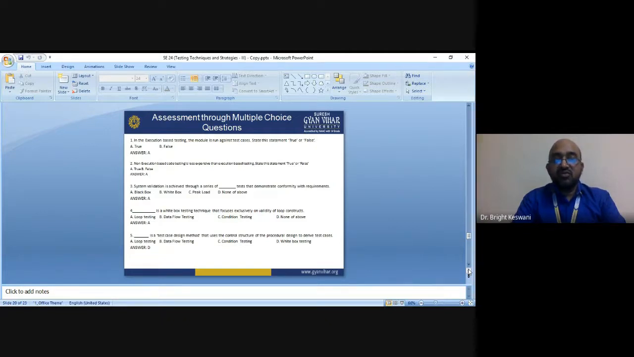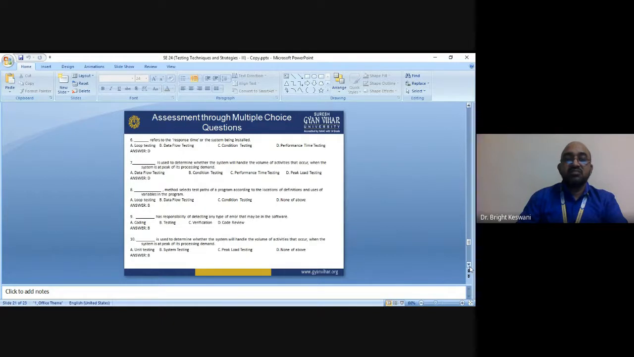The fifth question: dash is a test case design method that uses the control structure of the procedural design to derive test cases. First is loop testing, second is data flow testing, third is condition testing, or fourth is white box testing. So the right answer is white box testing. White box testing is a test case design method that uses the control structure of the procedural design to derive test cases, because white box testing is concerned with the internal functionality of the system.